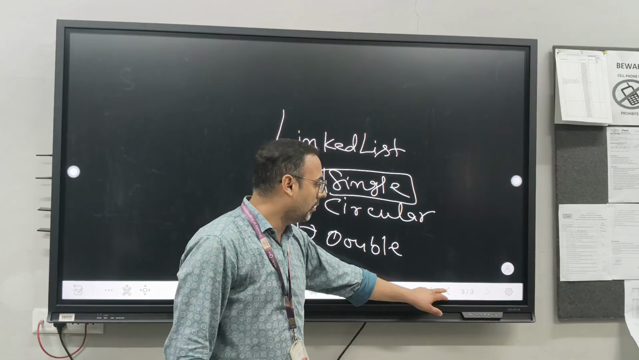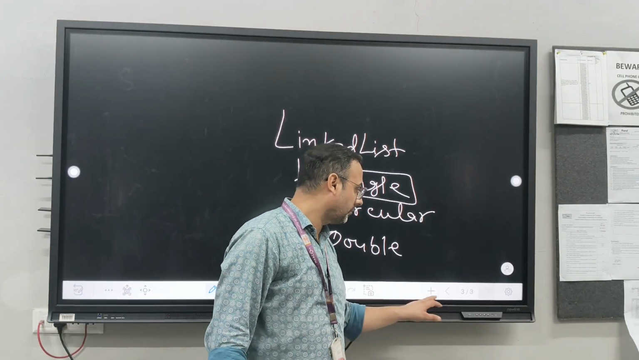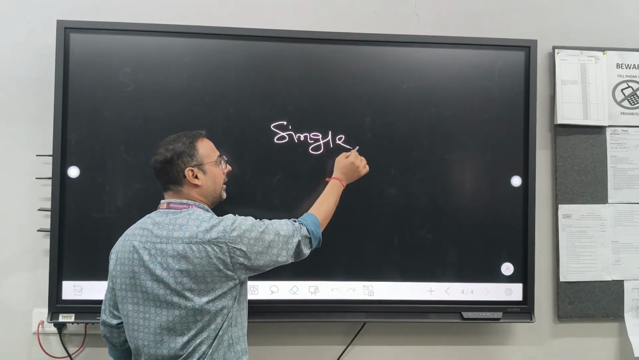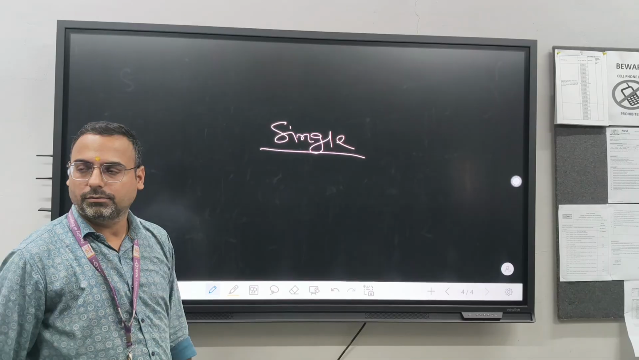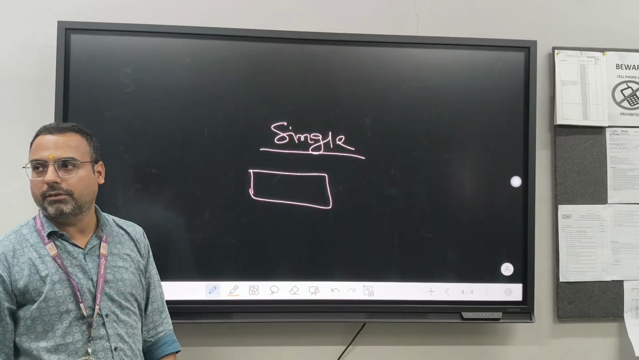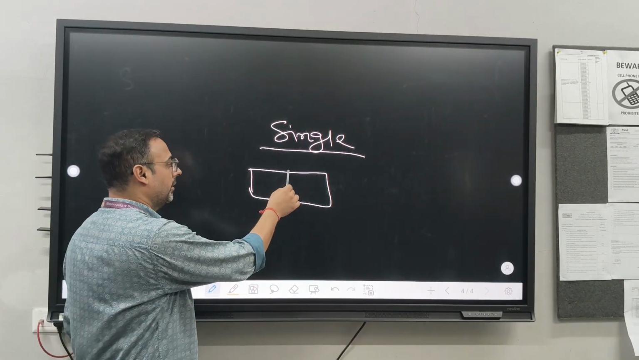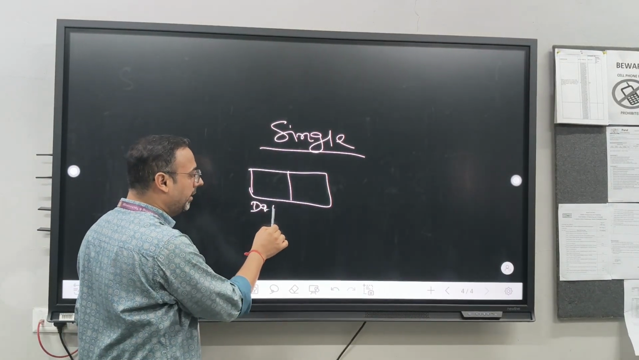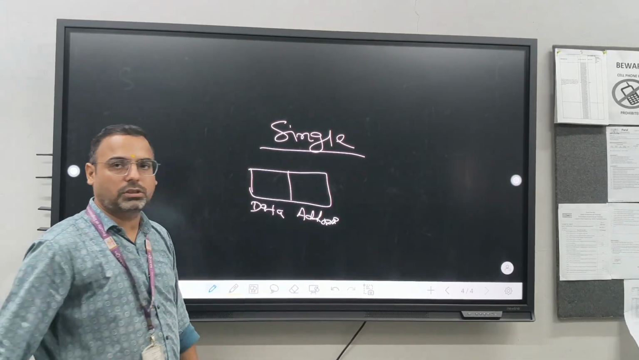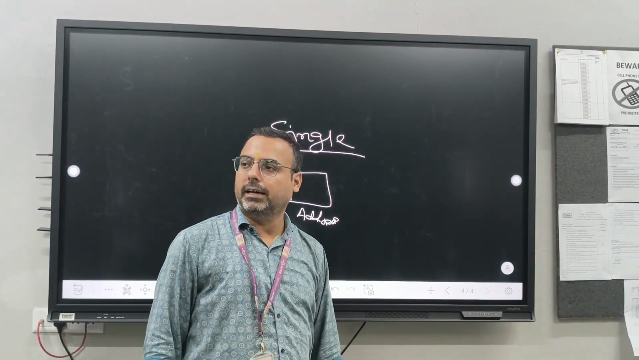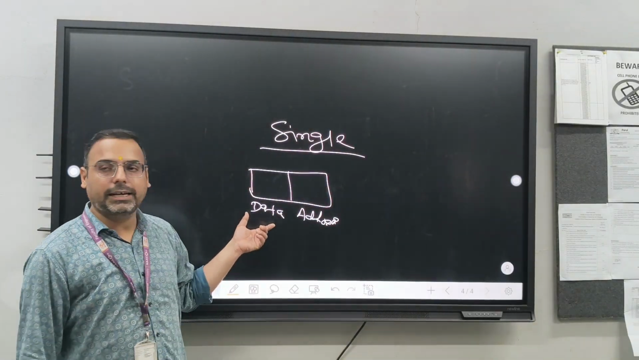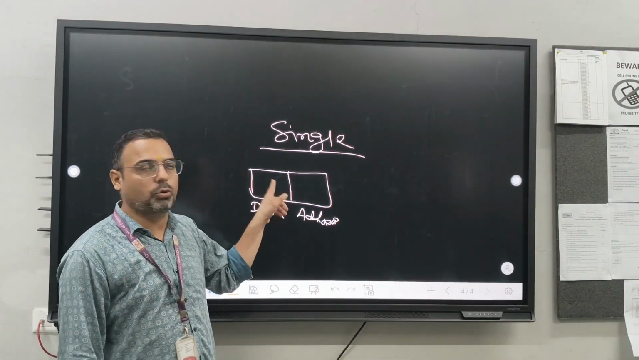Now come to the single linked list. If I am talking about the single linked list or any linked list, we are adding the nodes, and every node is divided in two sections. The first section is for the data, another for the address. The first section is for the data of that particular node. This data basically holds the data for this node only.